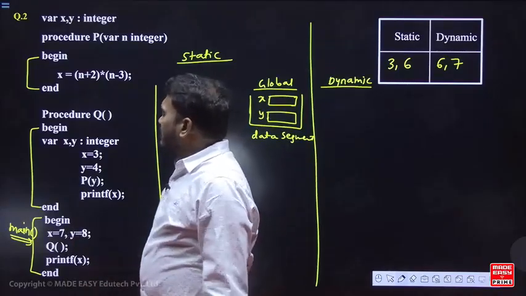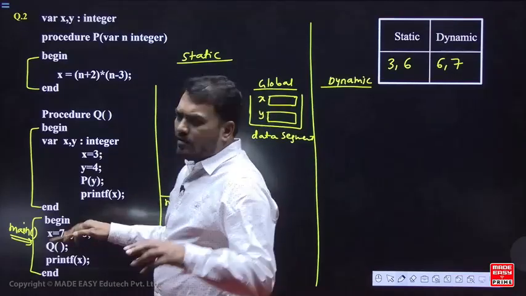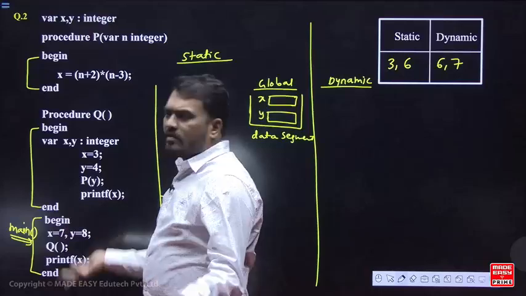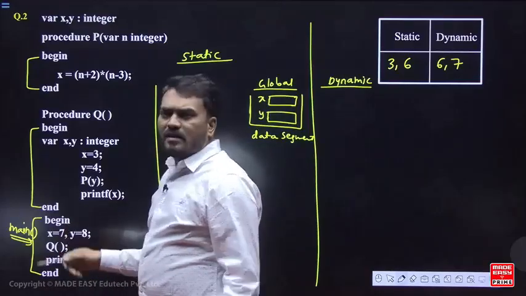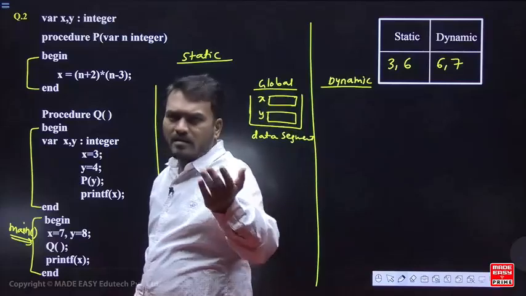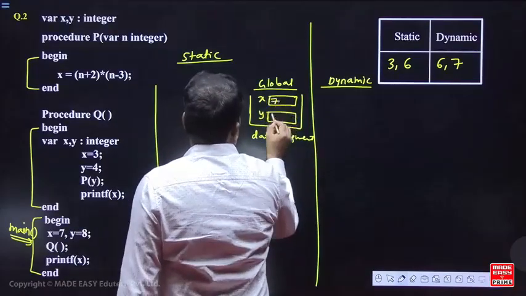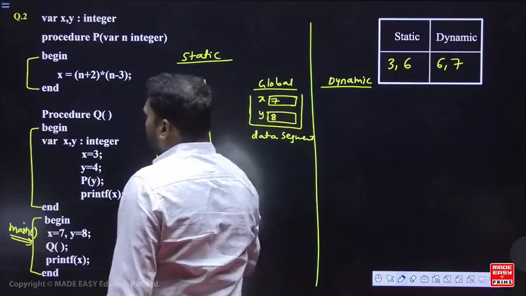So free variable. Okay, where you are going to update, whether you follow static scoping or whether you follow dynamic scoping? So where you update them? In the global only, because global is not having any previous calling function. Yes or no, right? So x equal to 7, y equal to 8. So you update in the global x equal to 7, y equal to 8.